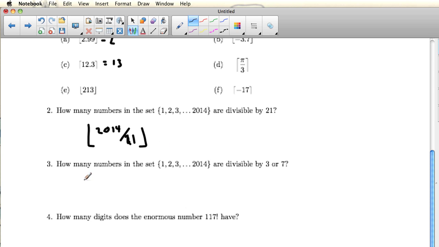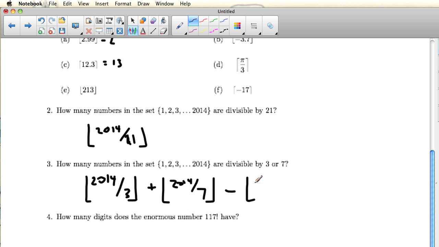For the numbers divisible by 3 or 7, this is the inclusion-exclusion principle that we talked about back in section 3.1. This is the number of numbers in that set divisible by 3. This is the number of numbers in that set that are divisible by 7. And just adding those two together overcounts, because it counts all the multiples of 21 both times. Anything that's divisible by 21 is going to get counted here and here. So to correct for that, we subtract off the number of multiples of 21, which is the calculation in the previous problem.